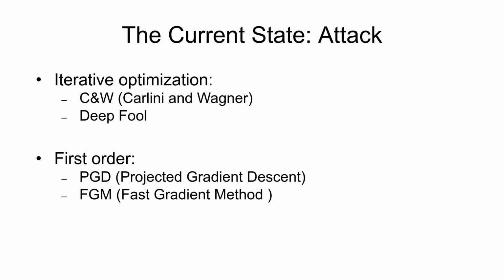To generate adversary examples, we can use iterative-based attack algorithms such as Carlini and Wagner and DeepFool. We can also use first-order based methods to attack neural network classifiers, such as projected gradient descent and the fast gradient method. In this paper, we use Carlini and Wagner to generate adversary examples.